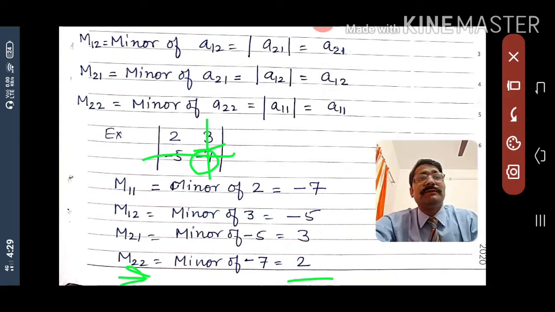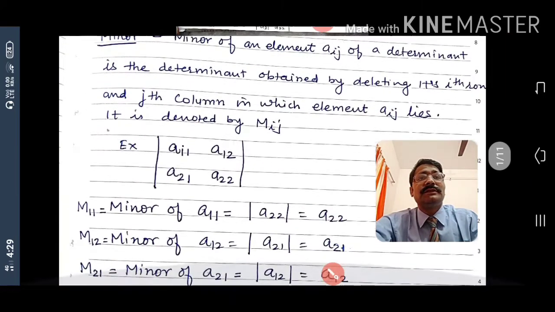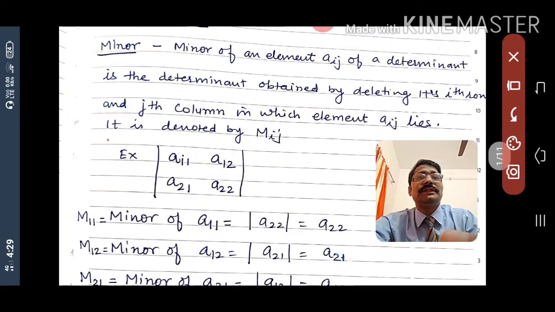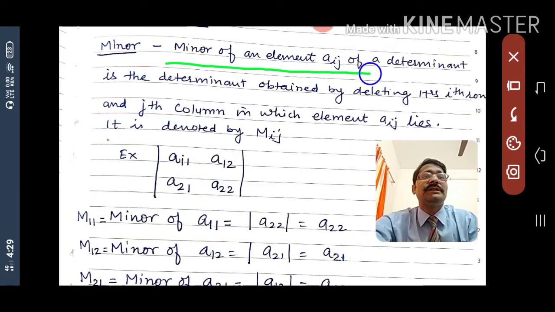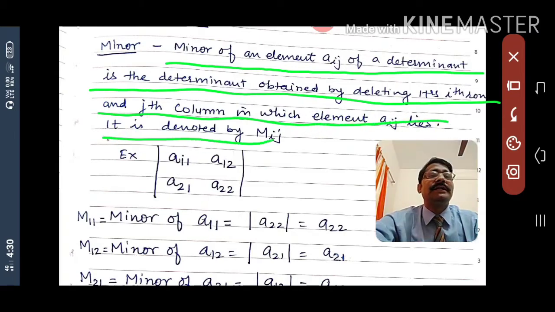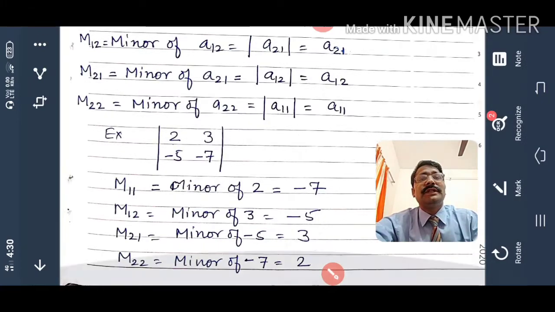The minor definition we already did at the start. What is the minor? The minor of an element aij of a determinant is the determinant obtained by deleting its ith row and jth column in which the element aij lies. It is denoted by Mij. So all of you understand this definition.